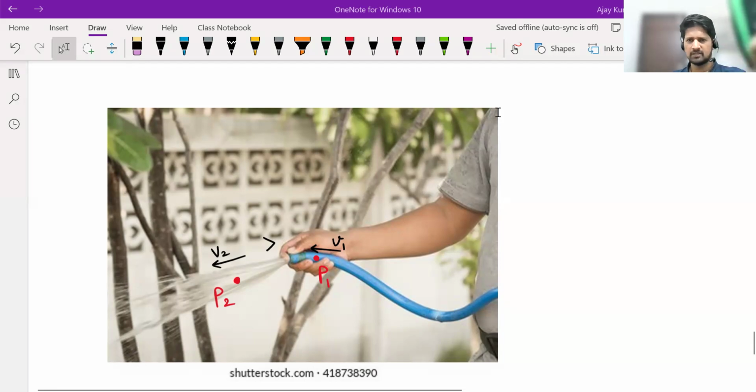Pawan, are you able to unmute? Yes, sir. Yeah. Why do you think P1 is greater than P2?